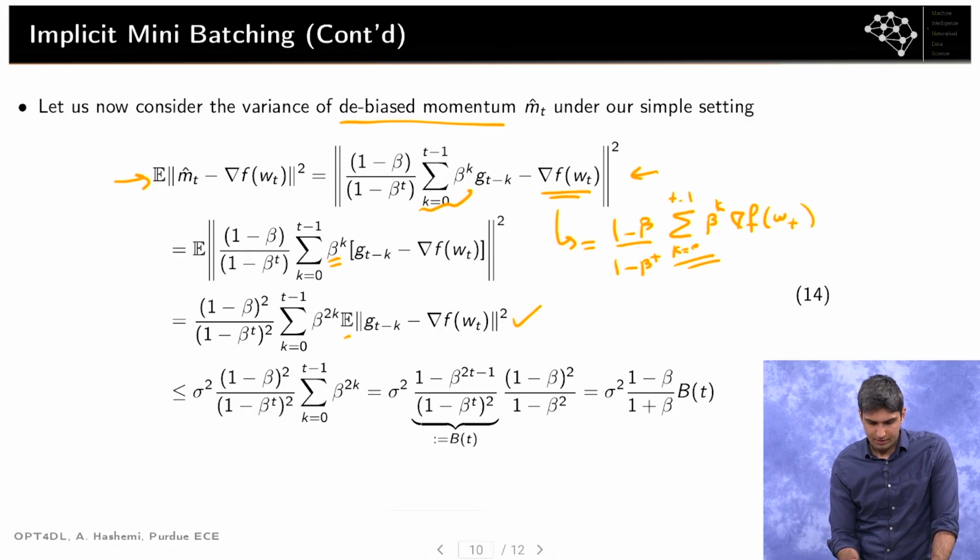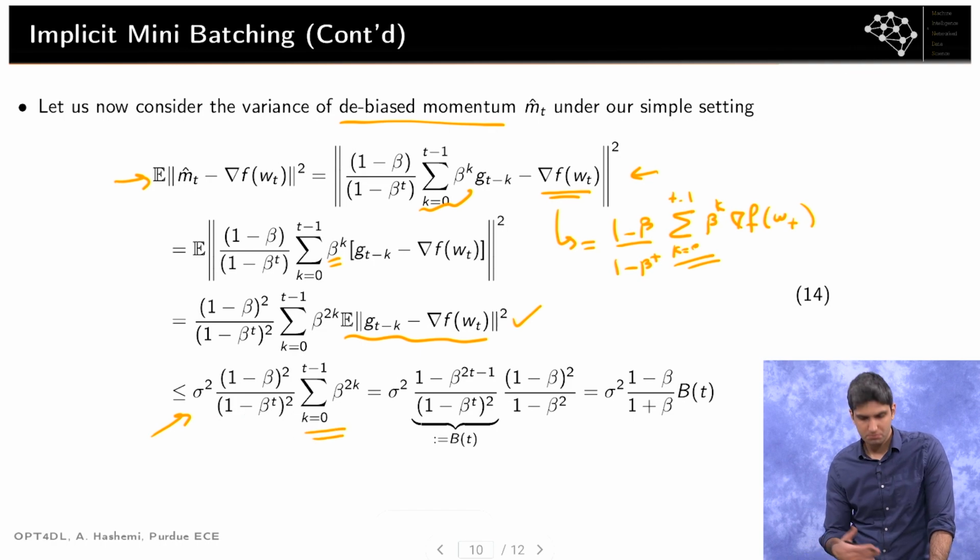Now this is basically the variance of each of the stochastic gradients. I'm assuming that that's bounded by sigma squared. So I'm going to upper bound it to arrive at this equation. This might look complicated, but in fact it's not. It's just some constant times another geometric sum. So we can use again the formula for geometric sum to simplify it to this expression.